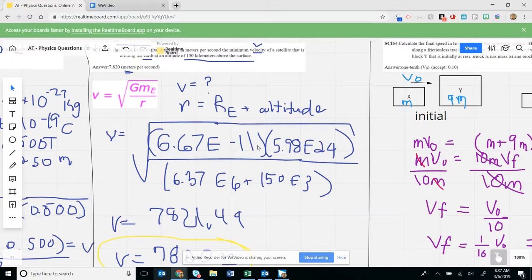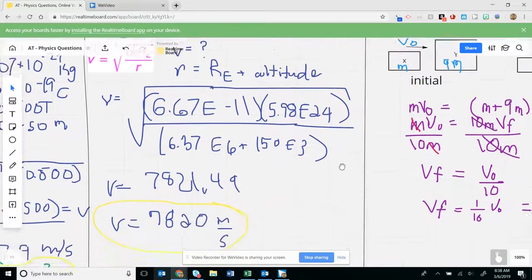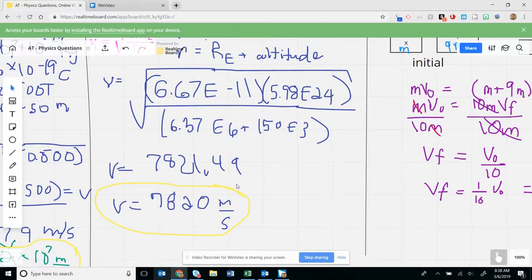So G is this constant. The mass of the Earth is here, 5.98 E24. And then we have the radius of the Earth plus the 150 kilometers. So I had to add the scientific notation here of 3 because the kilo means 1,000 or 10 to the 3. So don't forget to do that. And once we plug all of that in, we get this number here.